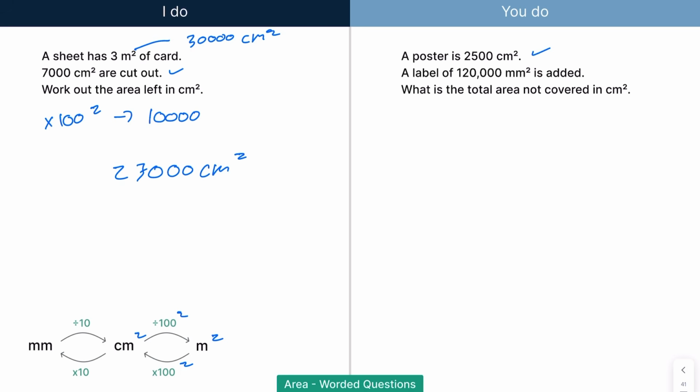So this bit's fine. We just need to sort this bit out. So millimeters to centimeters, so millimeters squared to centimeters squared. So we are going to divide that by 10 squared, which is dividing by 100. So if I divide that by 100, I am left with 1200 centimeters squared. So a label is added to the poster. What is the area not covered? So you're just going to subtract the two. So that'll be 2,500, take away 1,200, which is 1,300 centimeters squared.